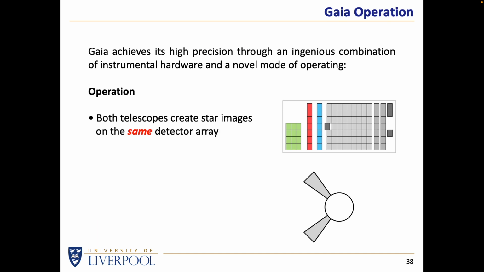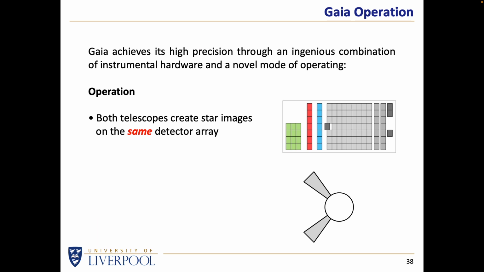This sounds a bit weird, but both telescopes produce images on the same detector. You might think that's a bit crazy. Surely, if you're pointing in two different directions, the last thing you want is to put those two images on top of each other and have a very confused star field, where some of the stars are coming from telescope 1, some of the stars are coming from telescope 2. But that is precisely what they do, and it's critical to the way Gaia actually works.